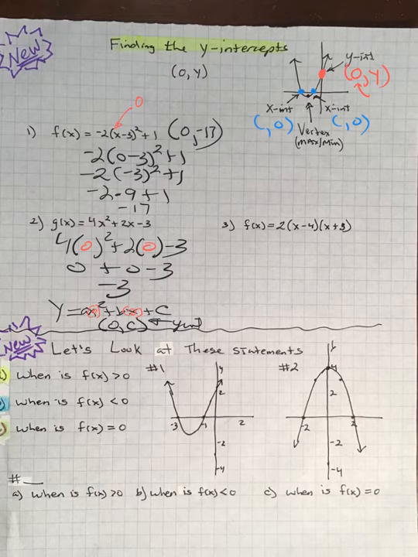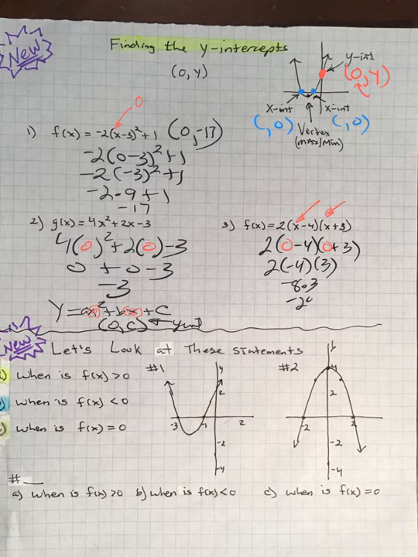Number 3 is in intercept form. If we wanted to find the y-intercept in intercept form, we would just take out the x's and put 0 in its place, and do what's inside the parentheses first. That's negative 8 times 3, which is negative 24. So our y-intercept is (0, negative 24).